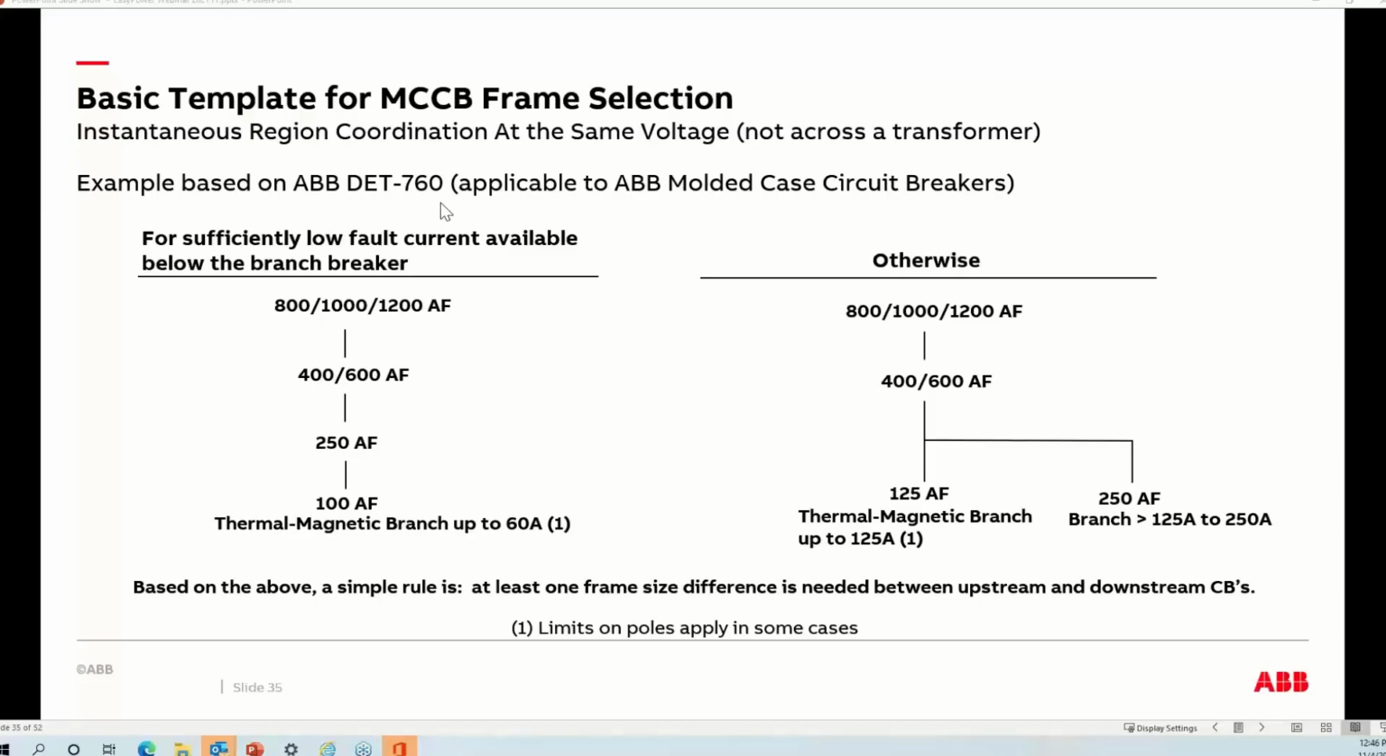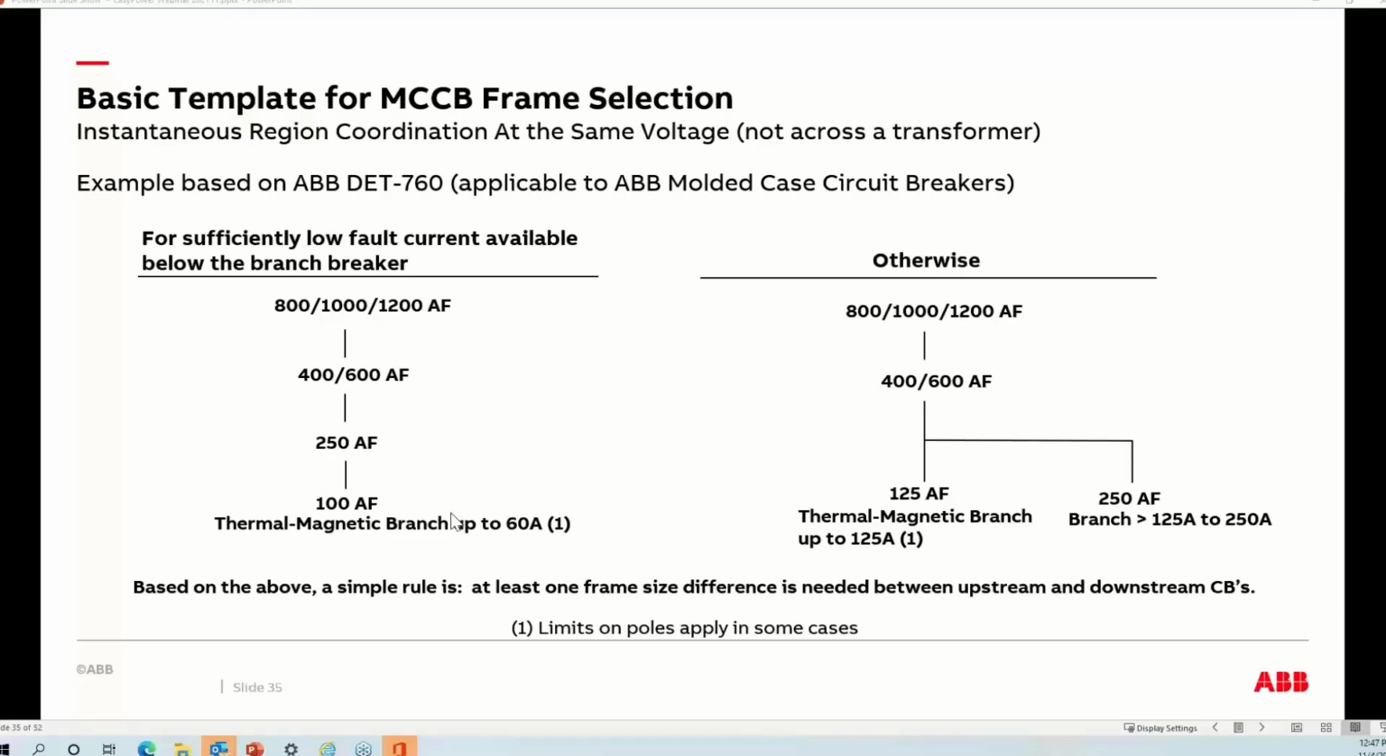For the ABB specific case, out of our DET 760, just as an example, if the fault current below the branch breaker is low enough, you're going to get 4 levels of molded case circuit breaker, kind of as shown here. Kind of your 100 amp frame level, that covers down as low as your 20 amp or 15 amp branch breakers, a 200 amp, 250 amp frame level, and so on and so forth. Again, the groupings I'm using, kind of lumping them into the same kind of frame size, that may be different from vendor to vendor, but this is typically how we look at it in my company.